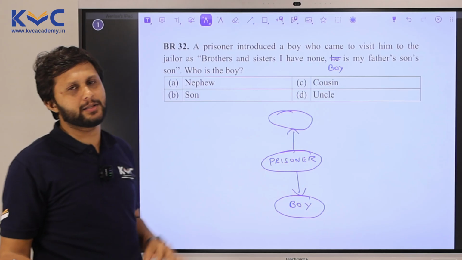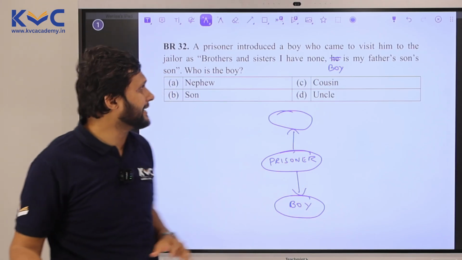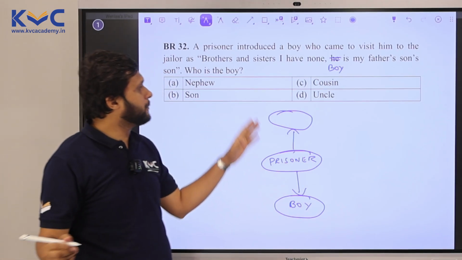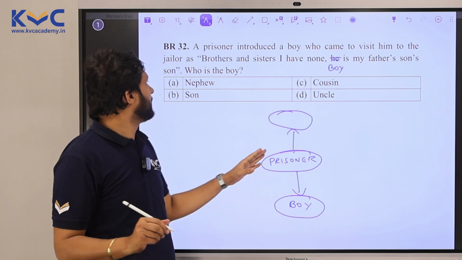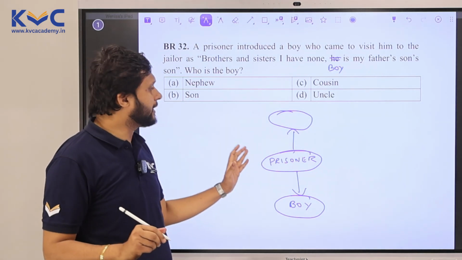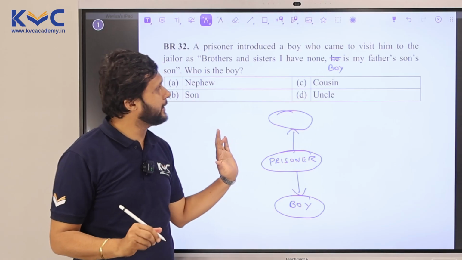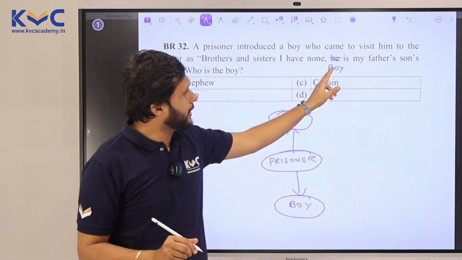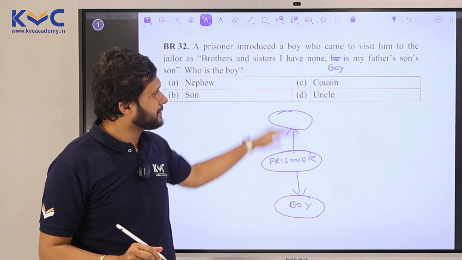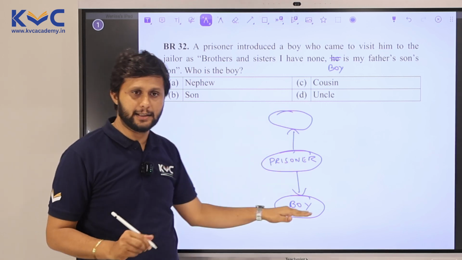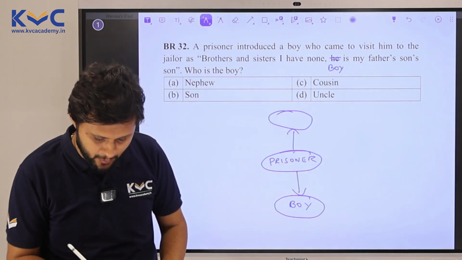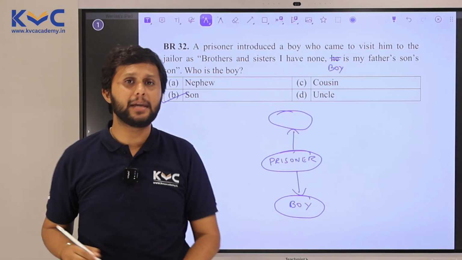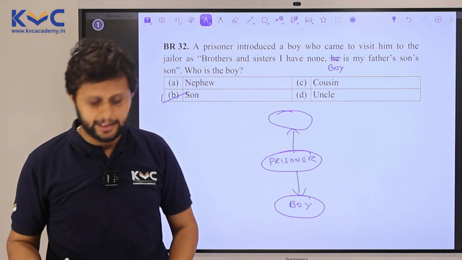Now we'll read it again. In these types of questions, it's always better to read the question once again. Prisoner introduced a boy who came to visit him to the jailer, and he said, no brothers, sisters, I have none. The boy is my father's son's son. Perfect. So we are talking about his own son. Option B is the right answer.